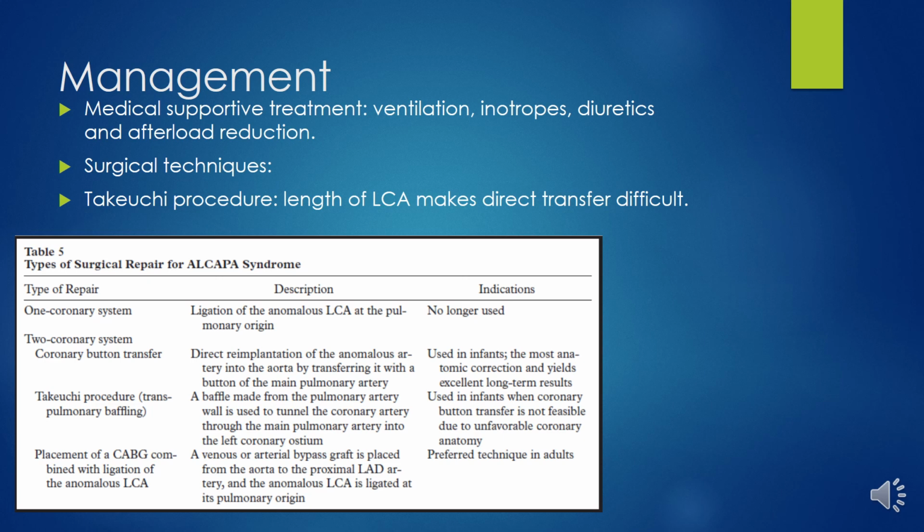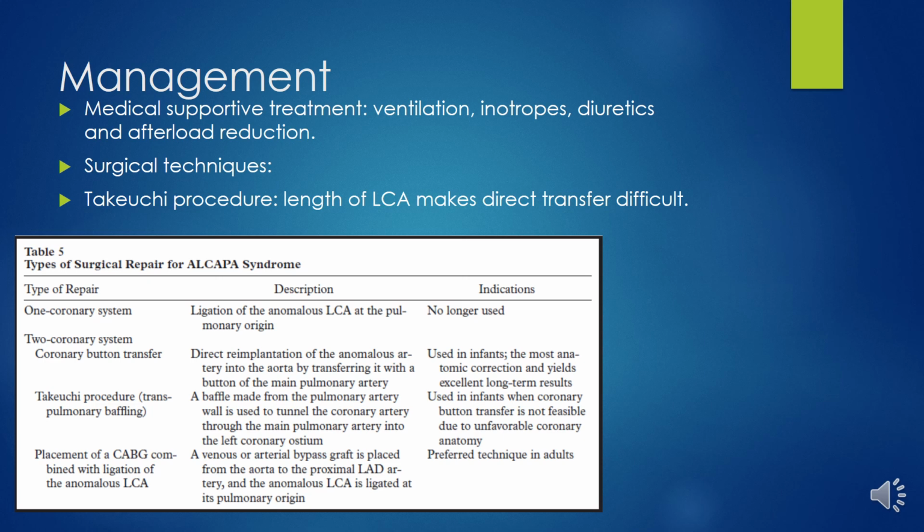Transpulmonary baffle, the Takeuchi procedure. In short, an aortopulmonary window is created above the level of the sinotubular junction in the aorta. A PTFE patch is used to create an intrapulmonary tunnel, directing the blood from the aorta to the anomalous coronary ostium. This technique has a significant long-term risk of baffle leak and baffle occlusion, and supravalvular pulmonary artery obstruction, and is generally reserved for cases in which the ostium of the anomalous coronary artery is so far away from the aortic root that reimplantation is not possible.